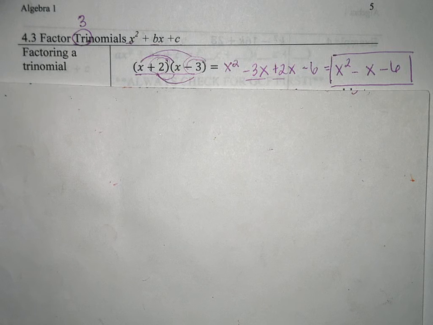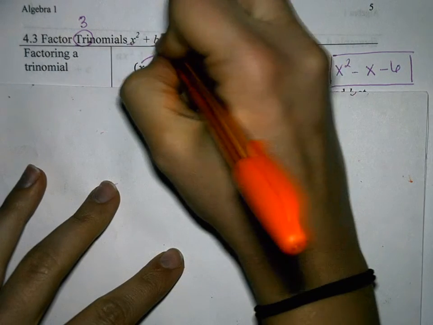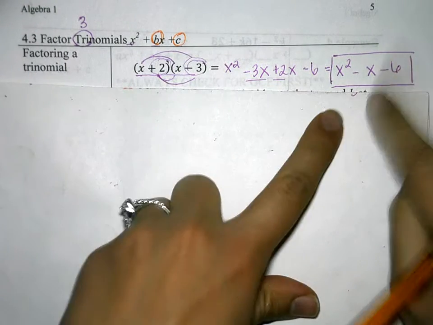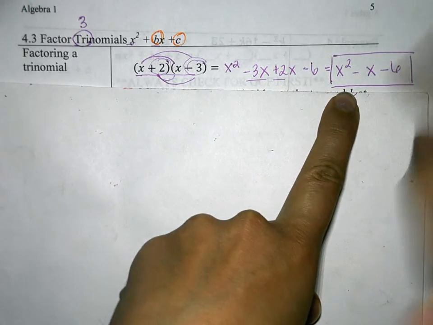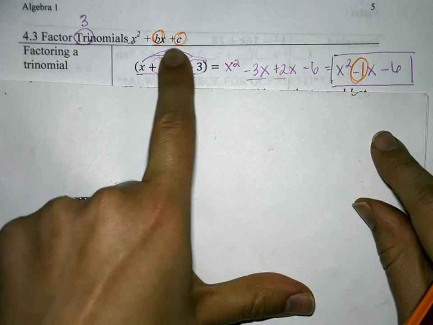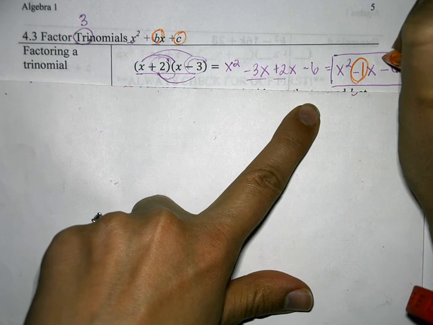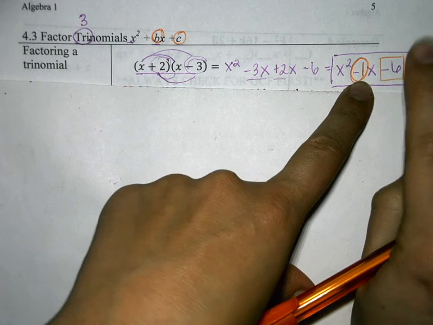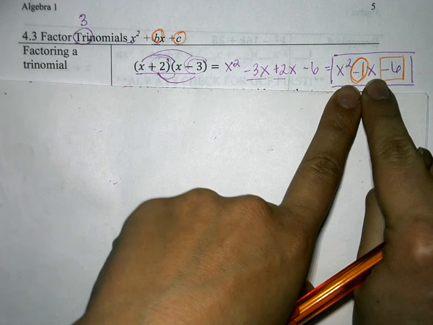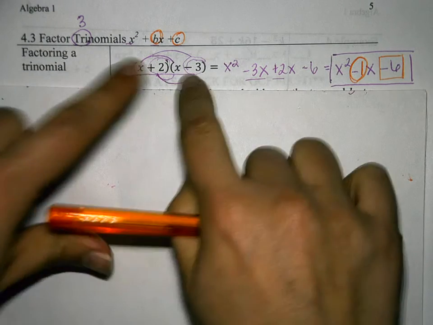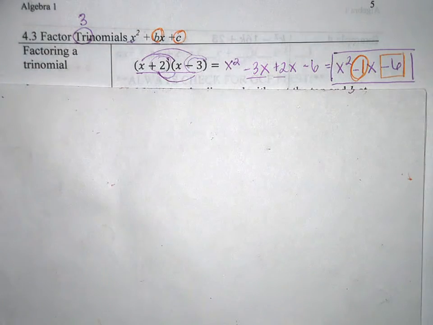And what we're going to be doing is using these terms, which are known as b and c. B is the number that's in front of x. So in this example that we just did, b is actually going to be negative 1, and c is the constant, which in this case is negative 6. So we're going to be using those two numbers, the very last number and the number attached to x, in order to determine what numbers go inside the parentheses.